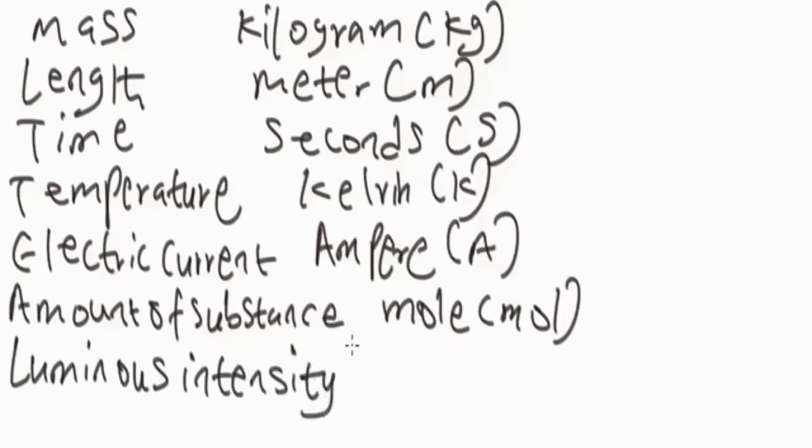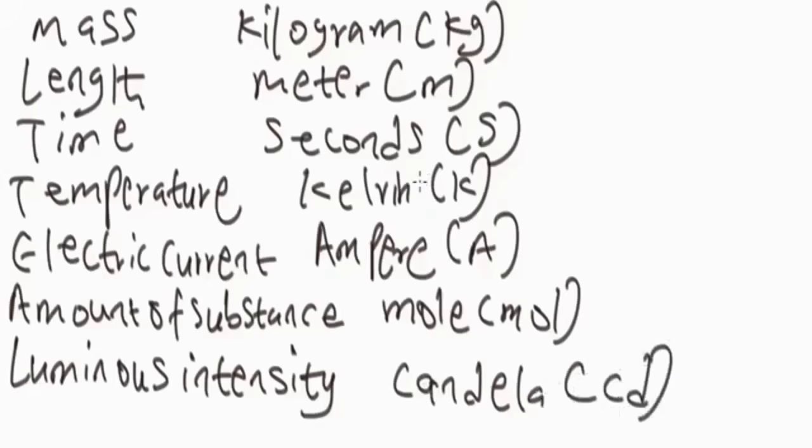We also have our luminous intensity. The unit of luminous intensity is candela. Short form is cd. So these are the 7 fundamental quantities we have in physics. Now note that all these quantities here are scalar quantities. As we all know, in physics, scalar quantities are those quantities that have magnitude but no direction. So all the fundamental quantities here are scalar quantities.